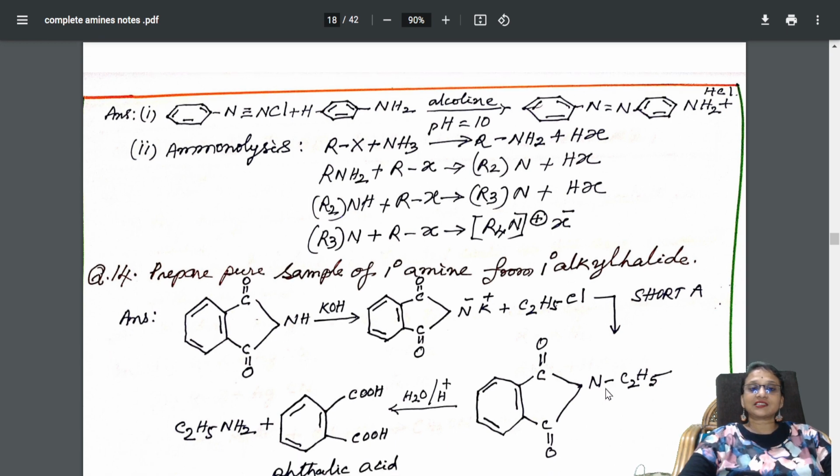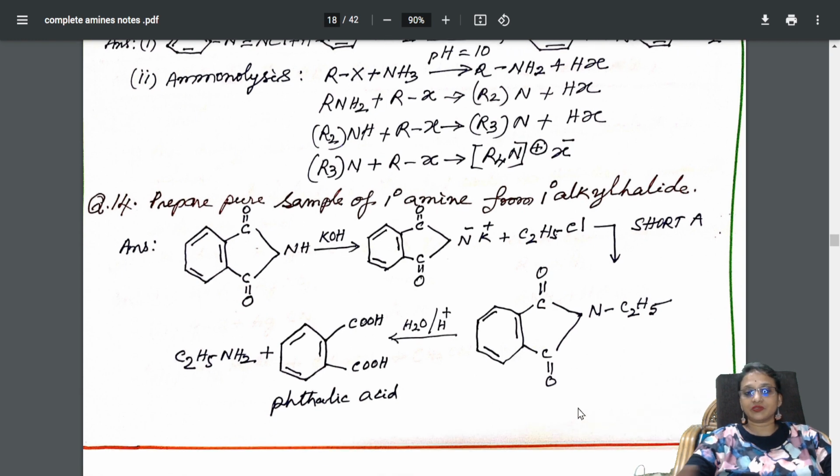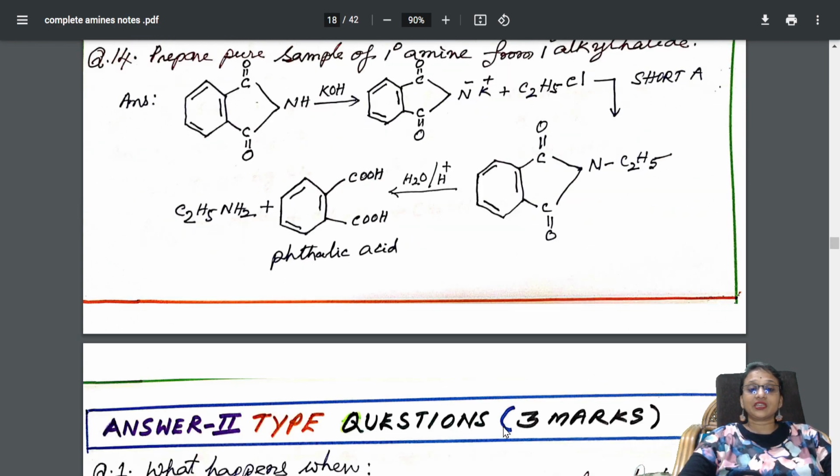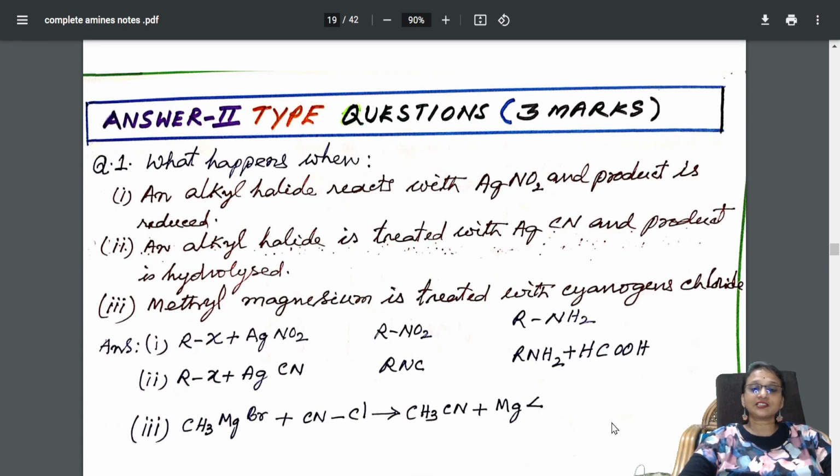So from there, next, prepare pure sample of primary amine. We very well know Hoffmann's bromamide degradation is 1 carbon less. So Gabriel phthalimide synthesis will help me to prepare pure primary amines. Correct? Done. From there, gradually you're taking to 3 marks questions. 3 marks question is here. Done. And gradually in 3 marks, students, you'll be having 3 1-mark questions where they'll be asking you the reactions. So what is the product?